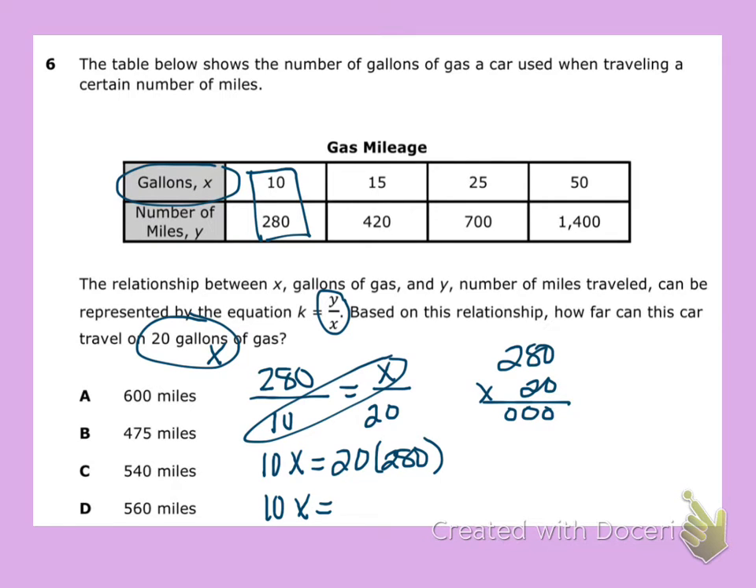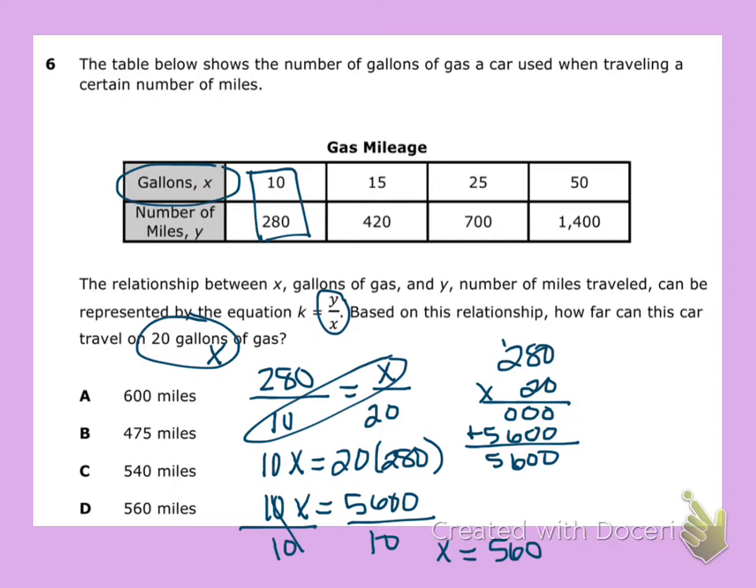Those are all zeros. 2 times 0 is 0. 2 times 8 is 16. 2 times 2 is 4, plus 1 is 5. Okay. And then we want to divide by 10. And x equals 560. So on 20 gallons of gas, we could go 560 miles.